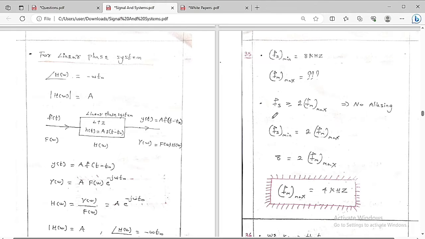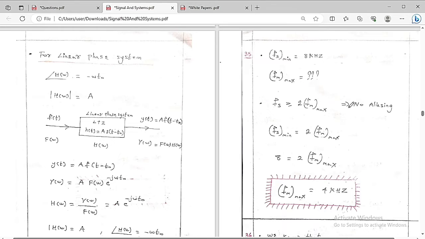I have already told you the sampling frequency should always be greater than or equal to 2 times the message signal frequency, where fm is the maximum frequency available in the signal. The sampling frequency should always be greater than or equal to 2 times the message signal frequency, where the message signal frequency is nothing but the maximum frequency present in the signal.